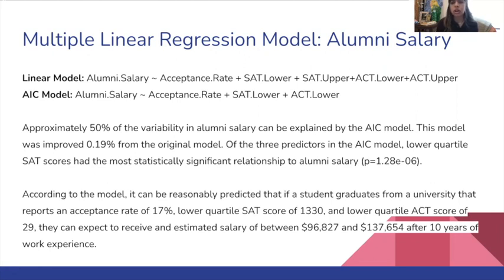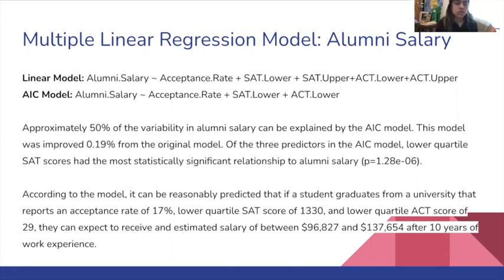And according to our adjusted R-squared value, this model was improved 0.19% from the original. Of the three predictors in the AIC model, lower quartile SAT scores had the most statistically significant relationship to alumni salary, with a p-value of 1.28 times 10 to the negative sixth power.